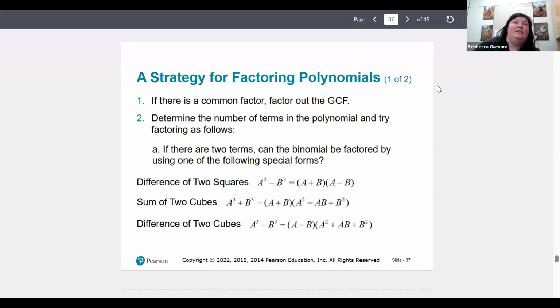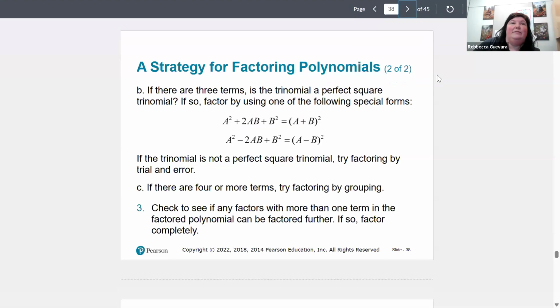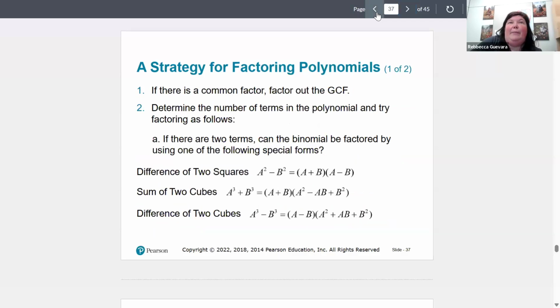Okay, so last bit here, special factoring techniques. For one more, I could just go back over this. So a strategy for factoring polynomials, just going through everything that we have.